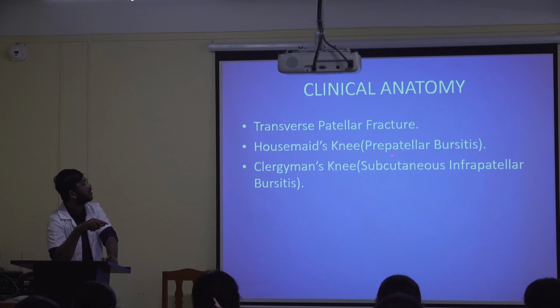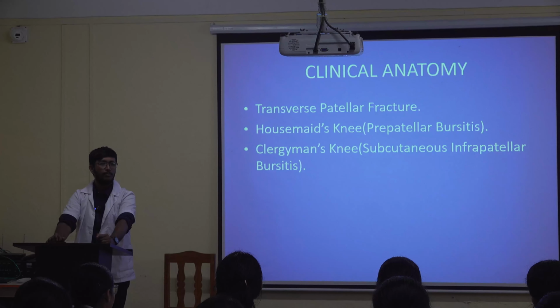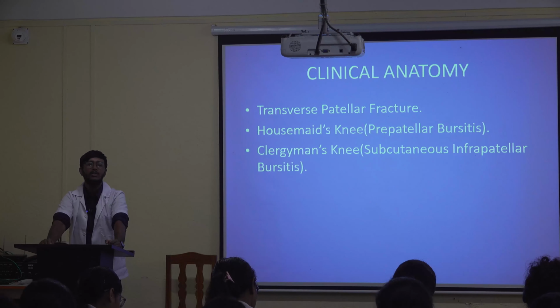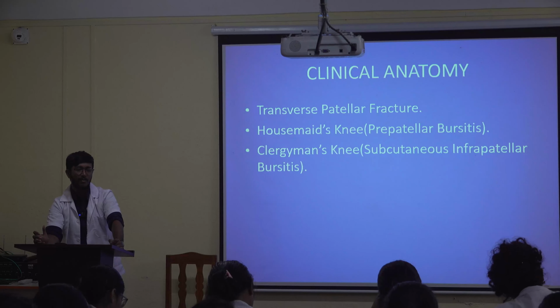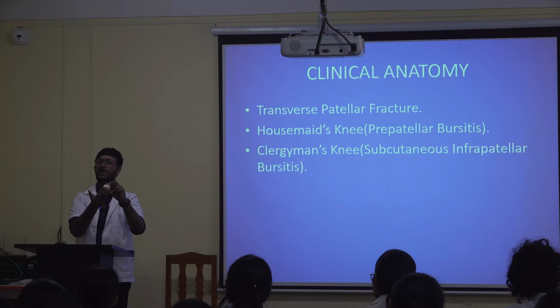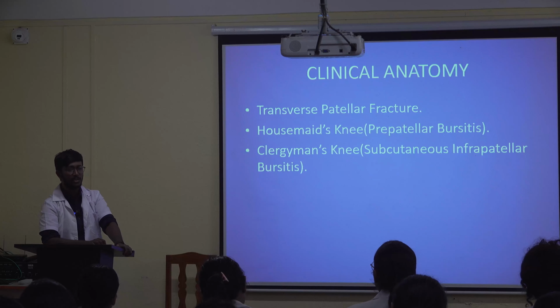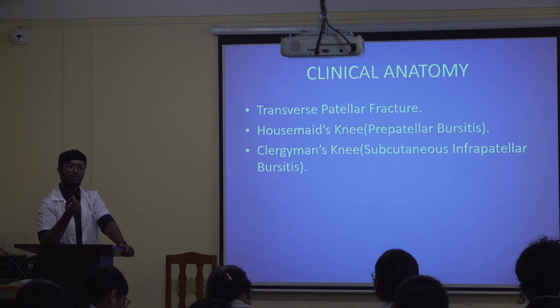What is housemaid's knee, or pre-patellar bursitis? What do you mean by bursa? A bursa is a fluid-filled sac, a bag with fluid, simple thing. The bursa prevents friction between bones. Pre-patellar means in front of the patella, so in front of the patella there is a bursa. What happens in housemaid's knee? They kneel forward and swipe the floors. Due to this, the bursa gets inflamed, and due to this inflammation, bursitis occurs.